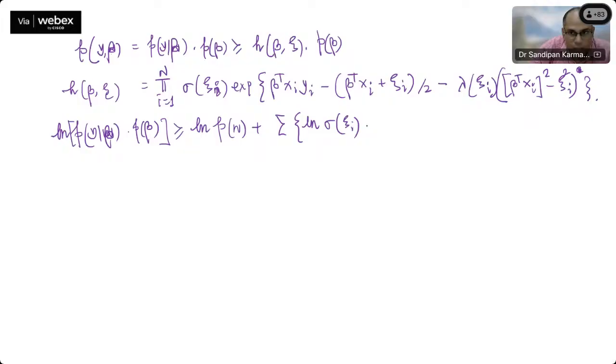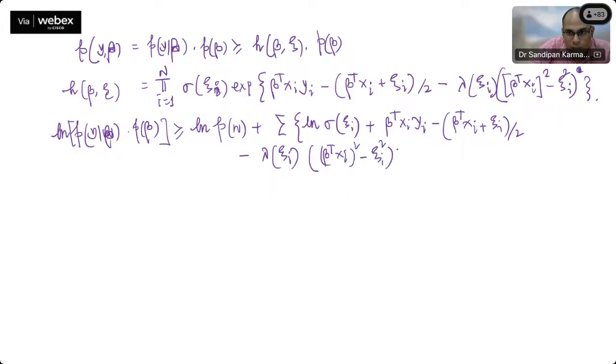Xi I, plus beta transpose xi, yi minus beta transpose xi plus xi I by 2, minus lambda xi I, then beta transpose xi square minus xi I square. Okay, and then this one, is it okay? And I equals 1 to capital N.